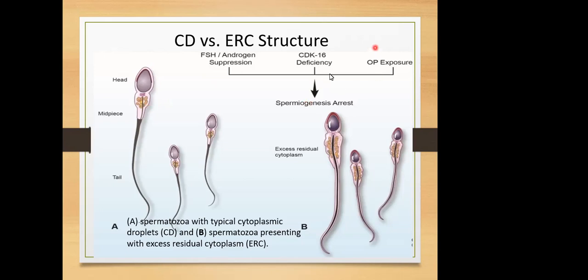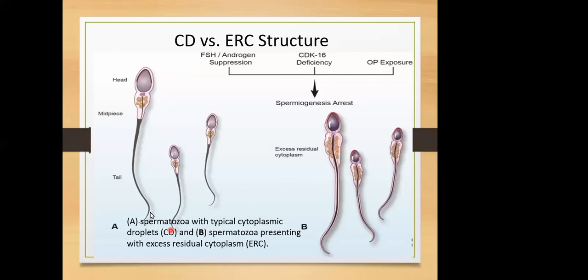Now, let's look at this one. This one, you will see that the excess cytoplasm here is too big. And so if you compare this one with this one, you see that these ones are smaller and these ones are larger. So the difference between CD and ERC is basically by size. I've said this simply by size. So you look at this one and you see that the excess cytoplasm here is bigger. And so that causes excess residual cytoplasm. And this one is an abnormality.